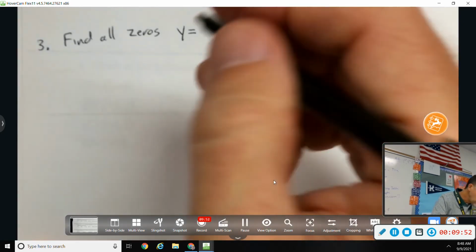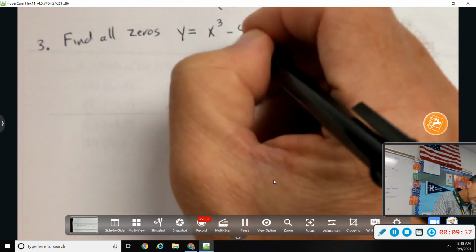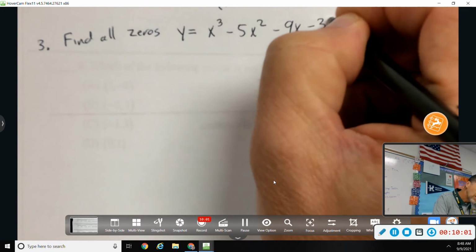Find all the zeros of y equals x cubed minus 5x squared minus 9x minus 35.